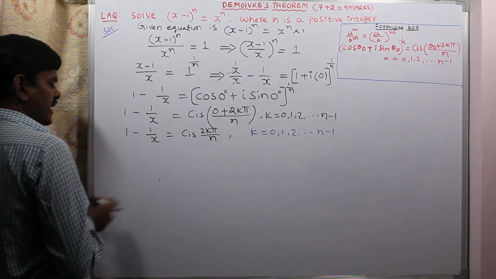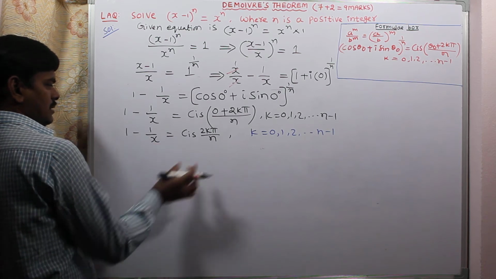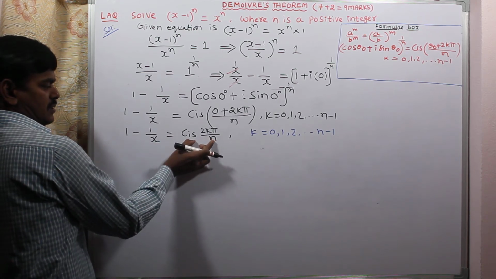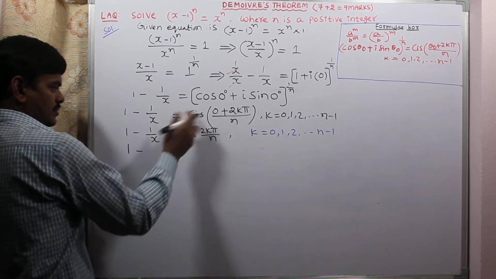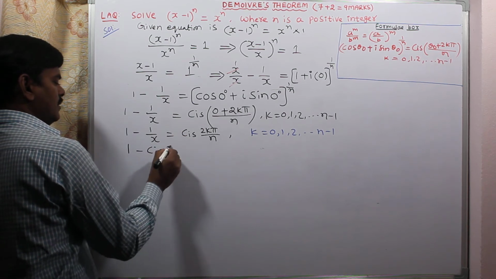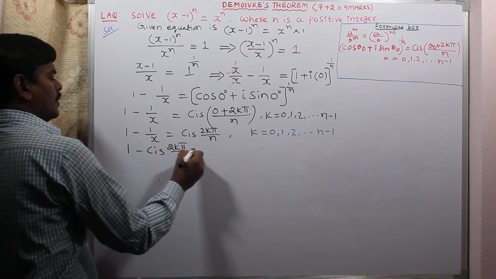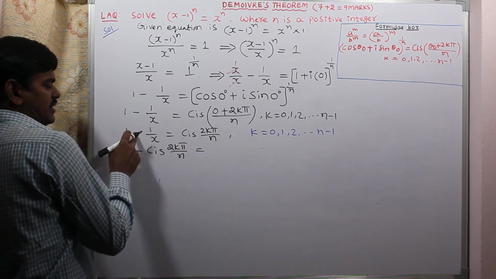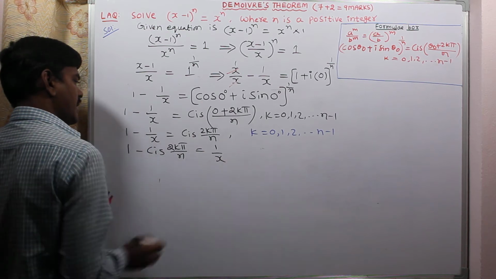Now we need to find the x value, right? So we have to separate the x terms. For that I would like to transpose this term from RHS to LHS. 1 here only, 1 minus, so this whole term having plus becomes minus, minus cis 2k pi by n, that equals to, now on transposing minus 1 by x from LHS to RHS, it becomes 1 by x.